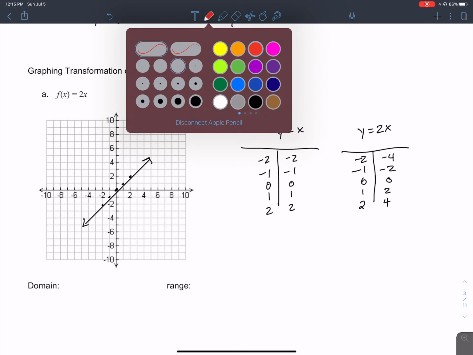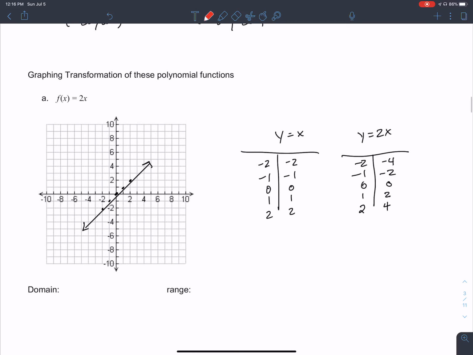So when we graph that, I'm going to graph it pink because it's just going to stretch. So -2, -4, -1, -2, 0, 0. Oh, I screwed up. It doesn't like me. Okay, so -2, -4. There we go. So you see how it tilted a little bit? 1, 2, and then 2, 4. So the slope just changes, right? So there we go. Now, the domain and range does not change.